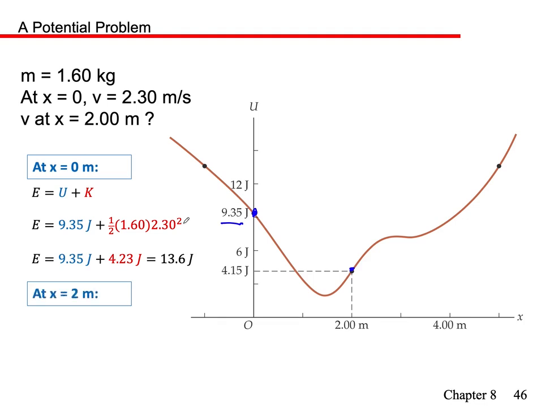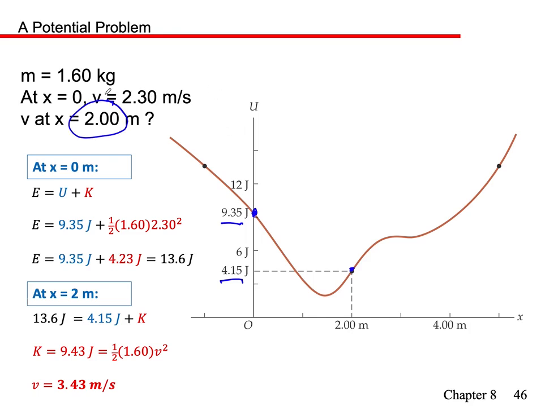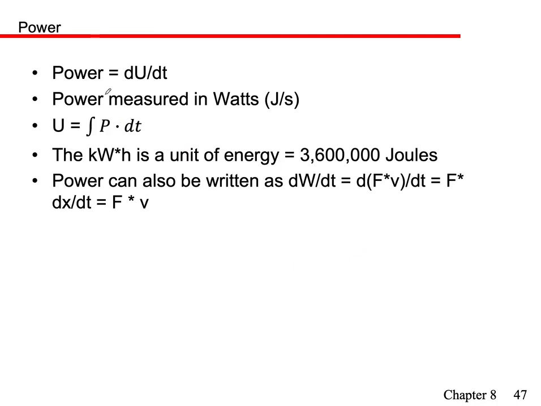What's it at x equals 2? Well, at x equals 2, we know the potential energy in this case is 4.16. That, along with the kinetic, has to equal the same total energy. Plugging in the numbers and solving, we end up with the velocity there now 3.43, larger than it was in the beginning. Why? Because we've converted some of the potential energy into kinetic energy.